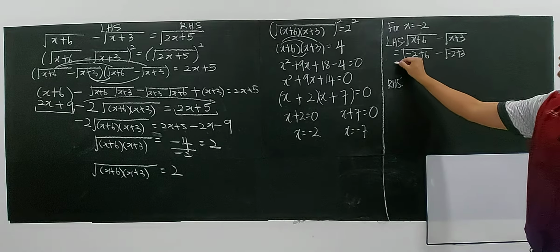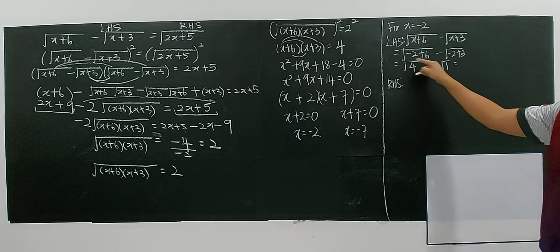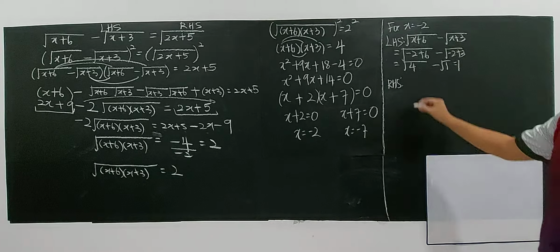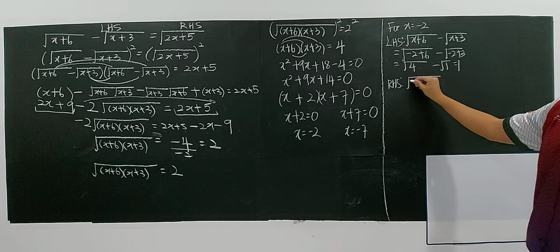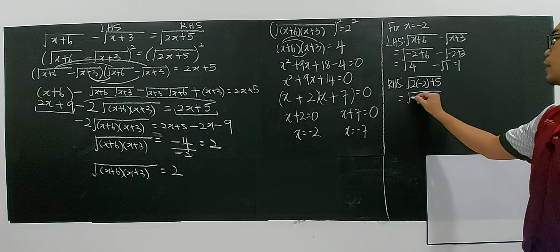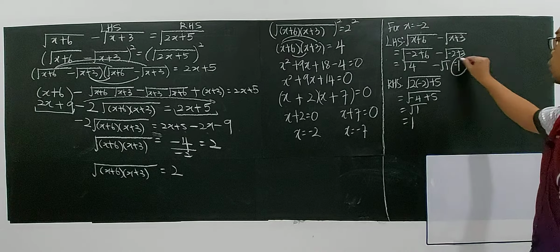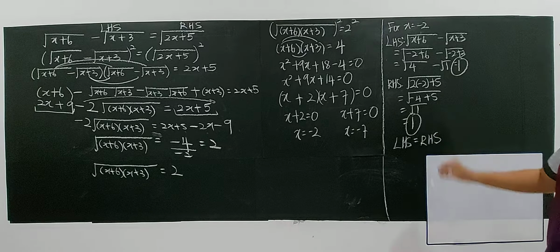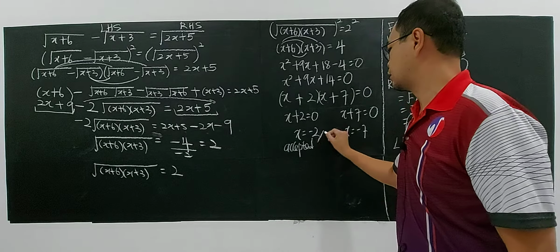So now I check first. This one I get 4. This one I get 1. So I have square root of 4, you have 2, right? 2 minus 1, you have 1. For the right hand side, you must consider 2 times negative 2 plus 5. So you have negative 4 plus 5, then you have square root of 1. Yes, beautiful. You see 1, this is also 1, means that the left hand side equals the right hand side. So this is accepted, diterima sebagai solution.